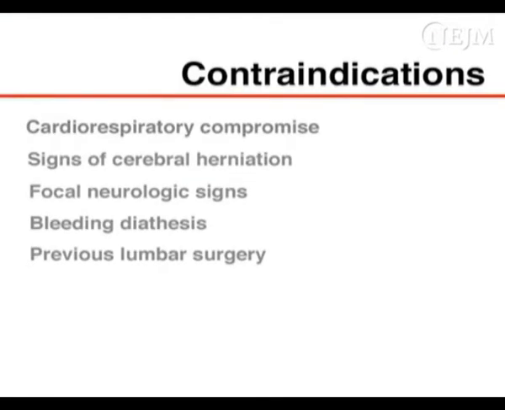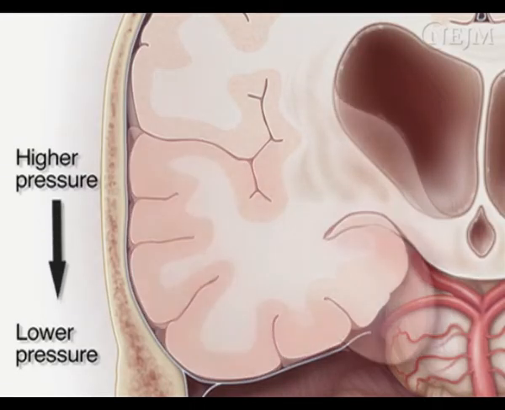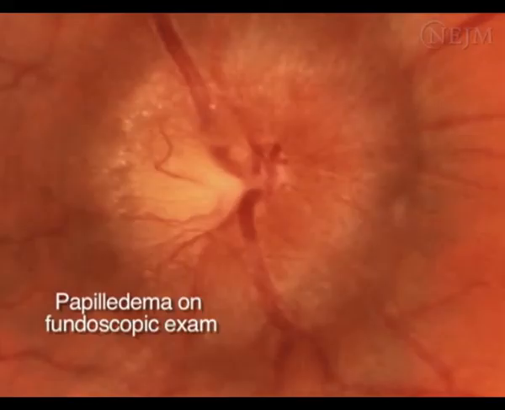There are specific contraindications to lumbar puncture. The condition of patients with cardiorespiratory compromise may worsen as a consequence of the position they need to assume for lumbar puncture. The procedure should also be avoided in patients with signs of cerebral herniation, incipient herniation, or increased intracranial pressure, and in those with focal neurologic signs.